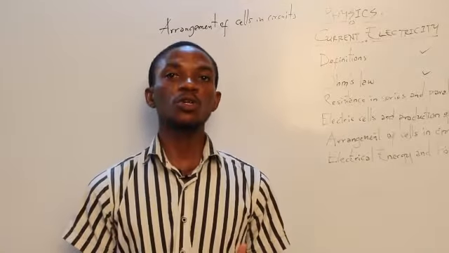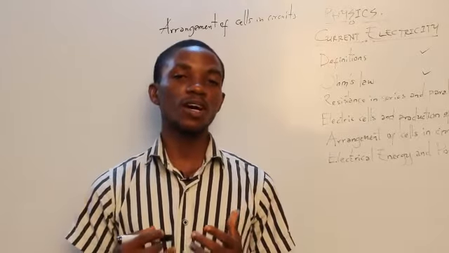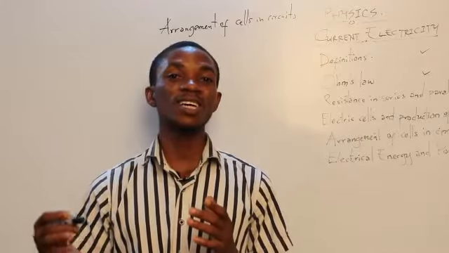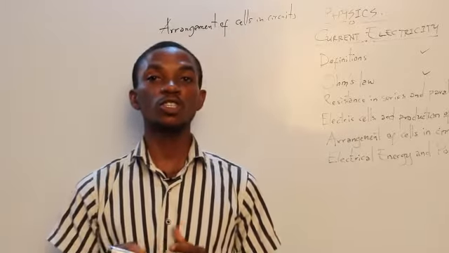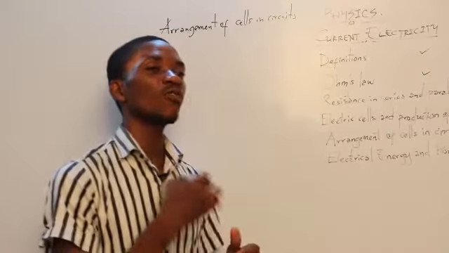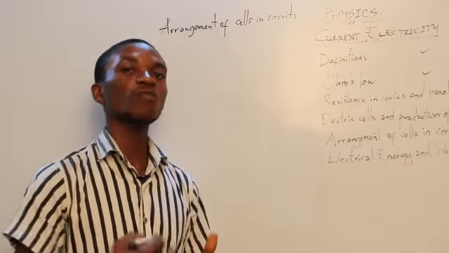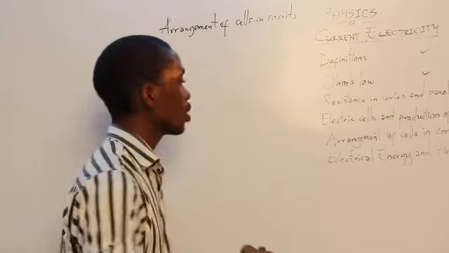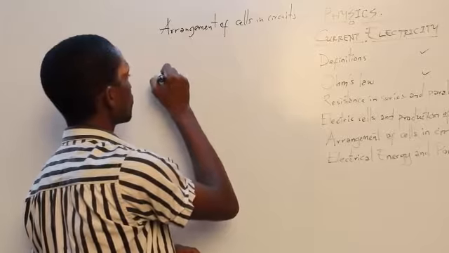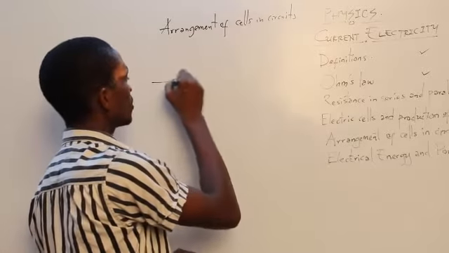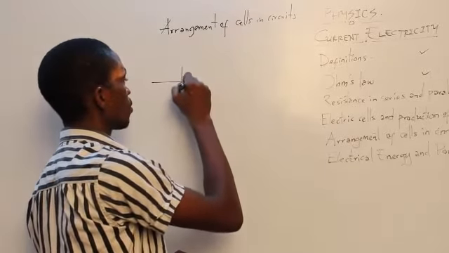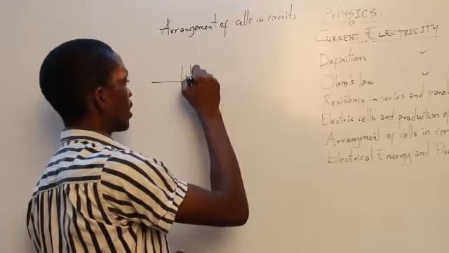Now, for your circuits to work effectively and for there to be smooth connection, the positive end of one battery should be connected to the negative end of the other battery. So in your circuits, that's the part of it that indicates your cells, we always have something like this.